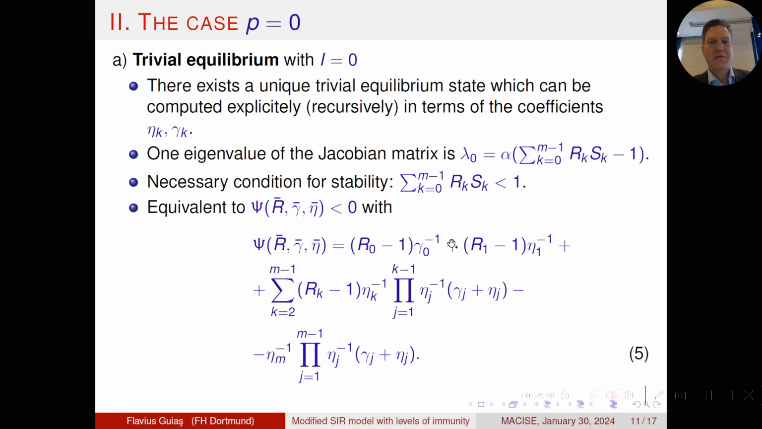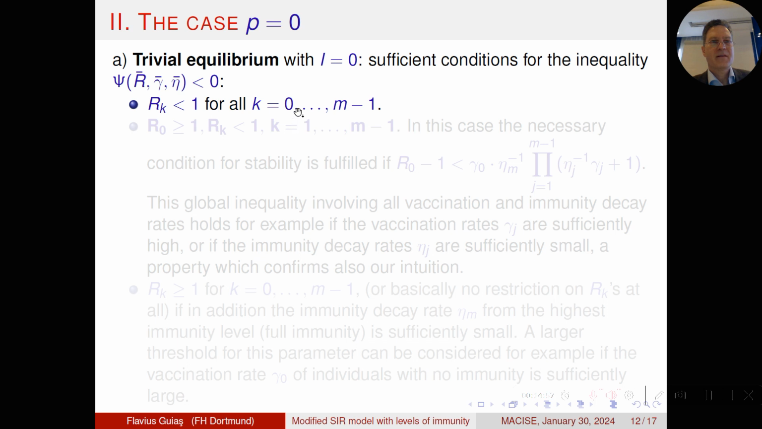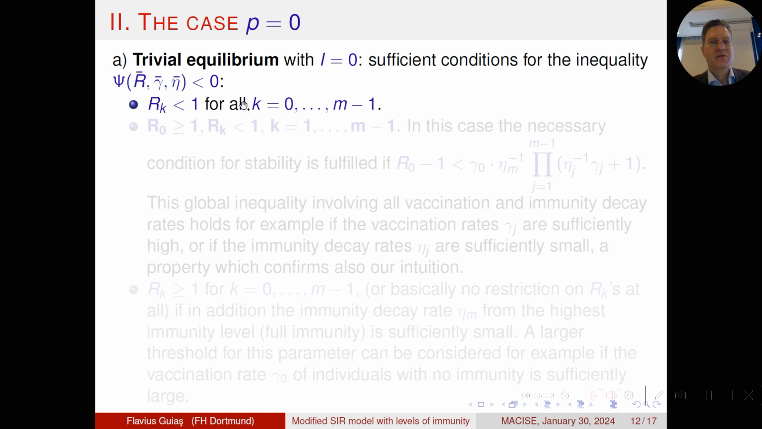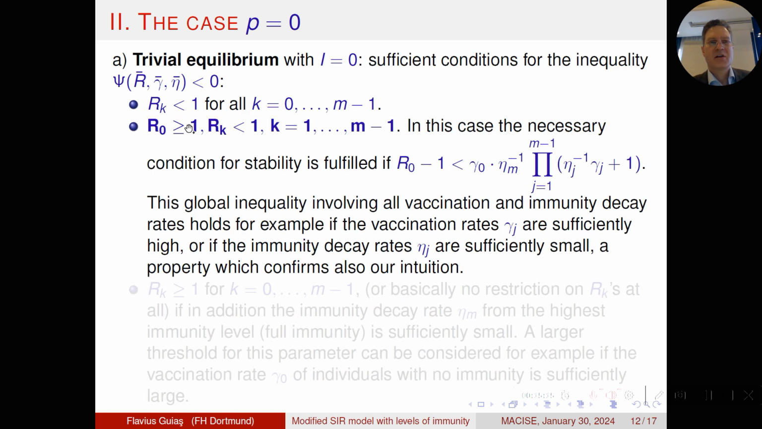Now let's simplify a little bit and try to make it more understandable. What does it mean? For example, this term is negative when? Well, all Rk are less than 1, because you see here the difference, R0 minus 1, R1 minus 1, and so on. If all are negative, the last one is anyway negative, then it will be true. But of course, this is not the interesting case, because the interesting case is with R0 larger than 1. So let's go on to this case.